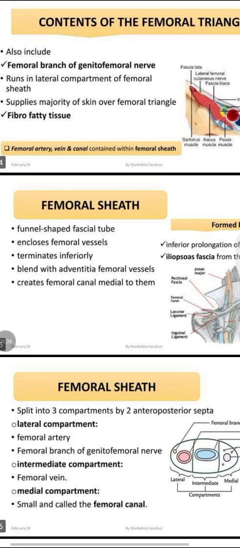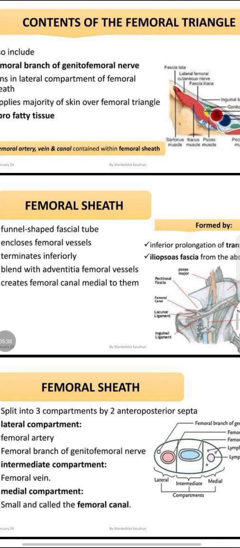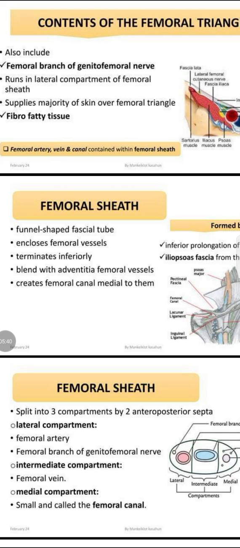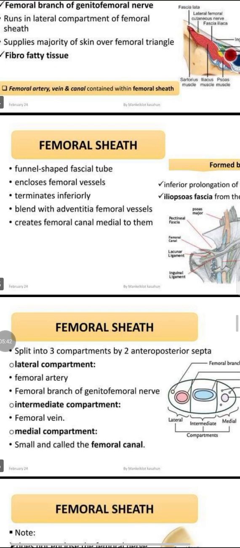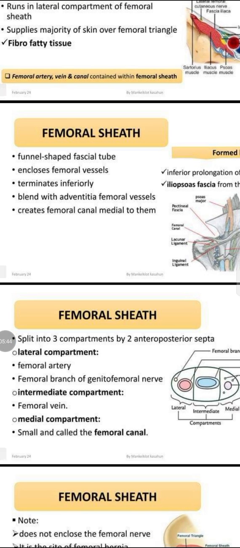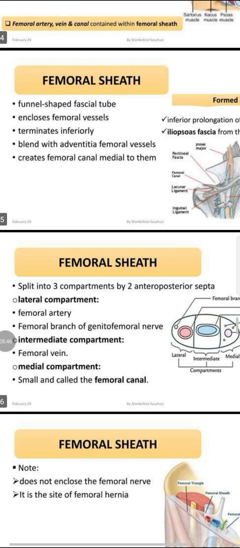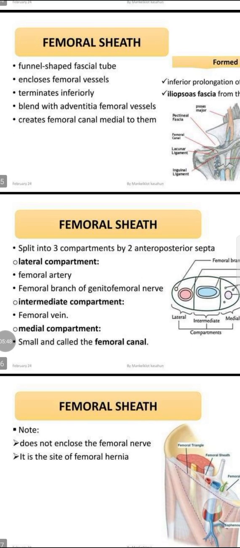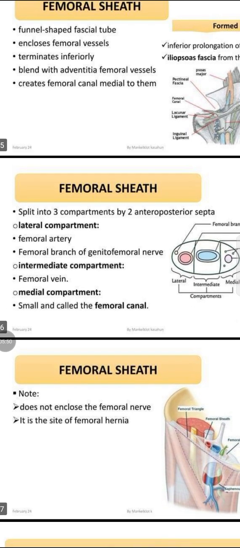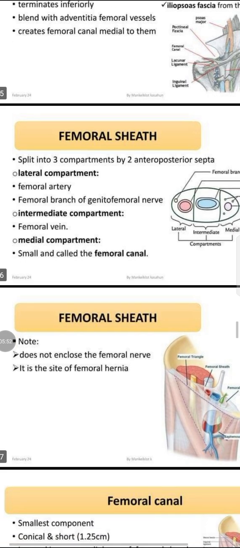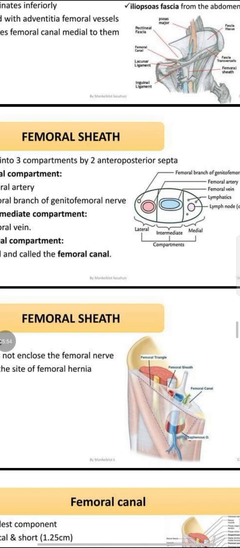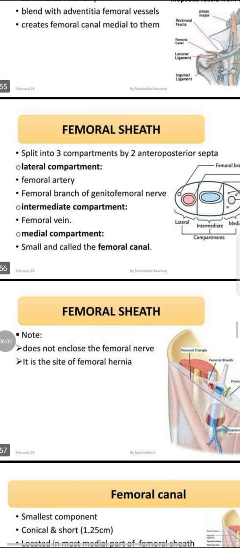So this is the femoral sheath that I was talking about, right? It's a funnel-shaped fascial tube that encloses the femoral vessels. It terminates inferiorly, blending with the adventitia of the femoral vessels, and creates the femoral canal medial to them. Okay. So that's about this one here. You can see here we have lateral, intermediate, and the medial components.